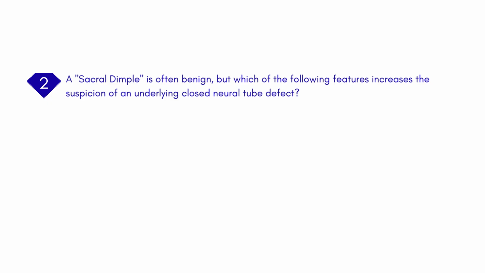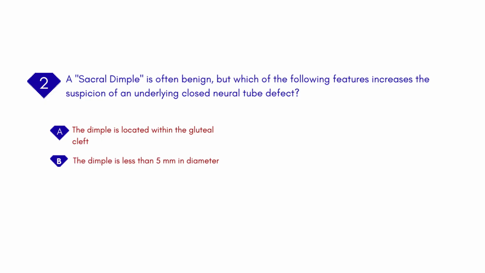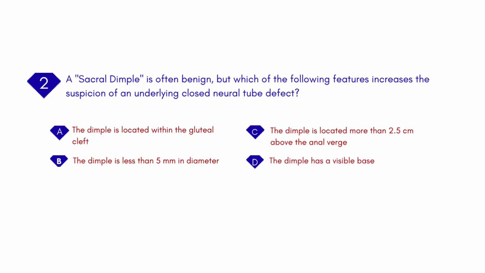A sacral dimple is often benign, but which of the following features increases the suspicion of an underlying closed neural tube defect? A. The dimple is located within the gluteal cleft. B. The dimple is less than 5 mm in diameter. C. The dimple is located more than 2.5 cm above the anal verge. D. The dimple has a visible base. Answer: C. The dimple is located more than 2.5 cm above the anal verge.